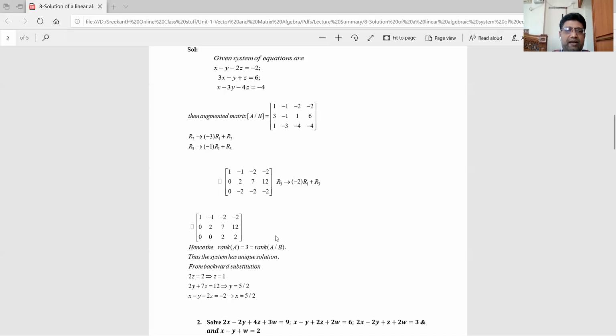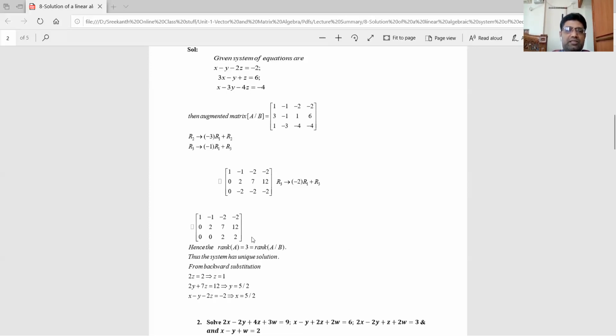First of all, whenever the rank of the coefficient matrix and the rank of the augmented matrix are the same, the system is consistent. If the system is consistent, then you have to check whether it possesses a unique solution or infinitely many solutions. To check that, it is enough to see the number of variables, the unknowns. The number of unknowns n is here 3. Therefore, rank of augmented matrix equals rank of coefficient matrix equals number of unknowns.